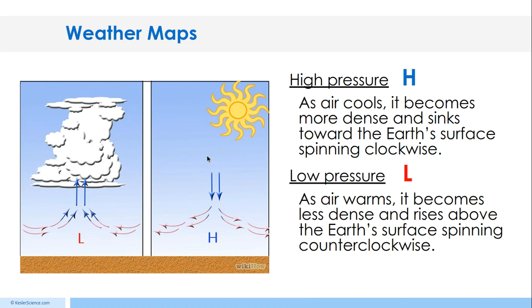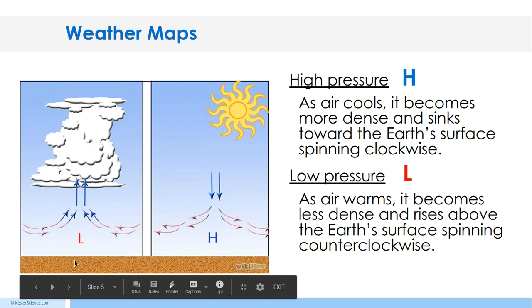High pressure air is cooling down and sinking towards Earth's surface, so it's coming down cooler. Warm air is rising, which is creating that weather system up in the atmosphere. Okay, so you need to be able to recognize the difference between these two. When I have air coming down, that's creating a high pressure system. When I have warm air rising, it's creating a low pressure system.